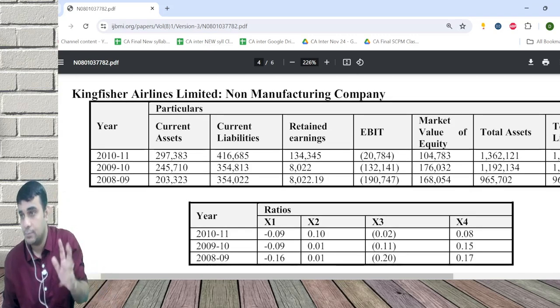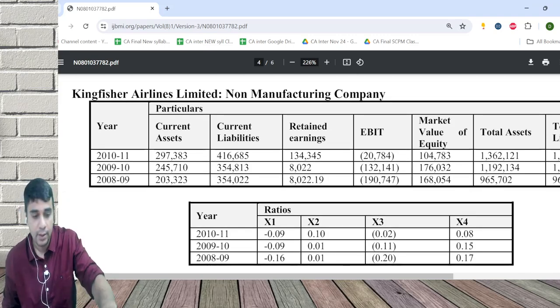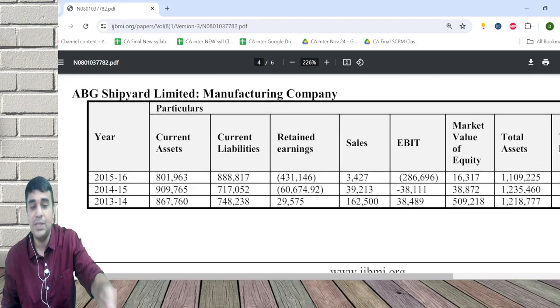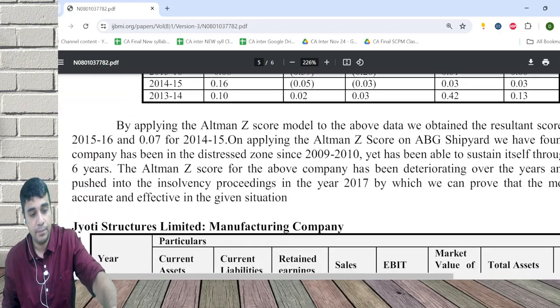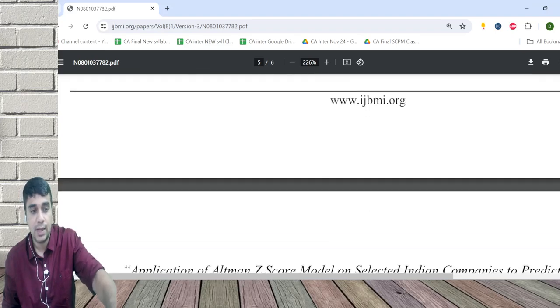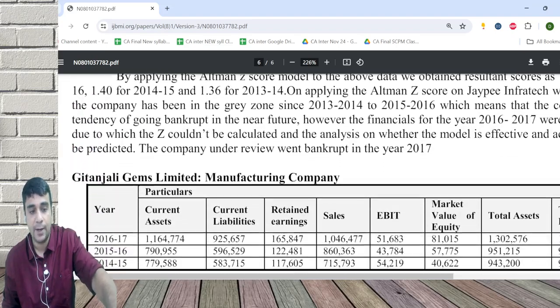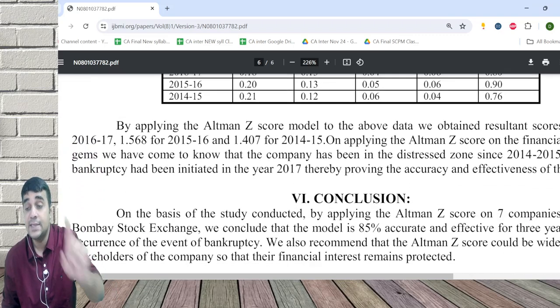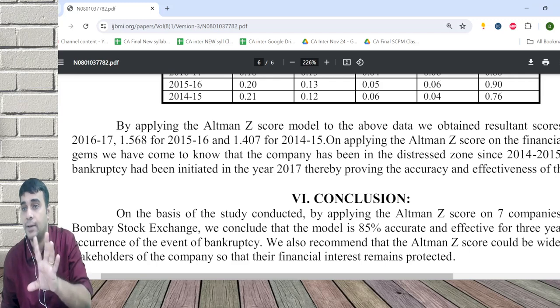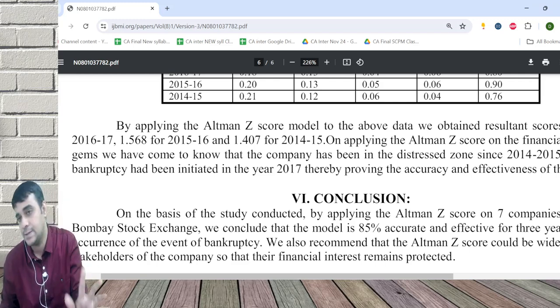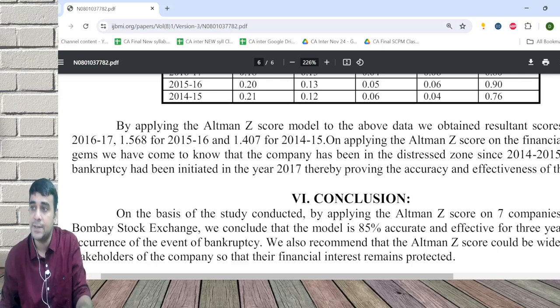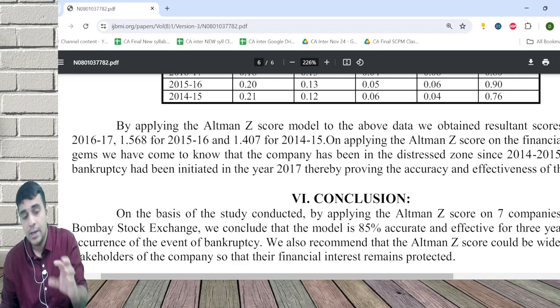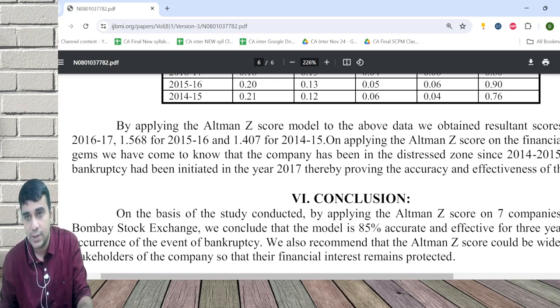Kingfisher Airlines, something which you could be knowing about. ABG Shipyard, Jyoti Structures, Lanco Infratech, JP Infratech, Geetanjali Gems. When they did this model, 6 out of 7 companies it predicted. One company it could not predict. So it had an 85% success rate. This is one study done by it. Now what happens is, from this study, you cannot exactly tell what is going to happen.